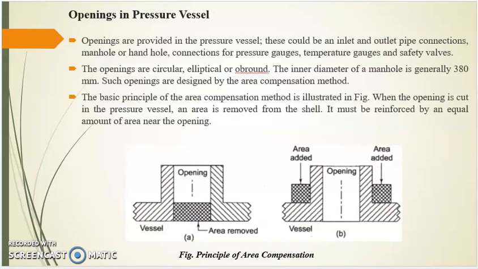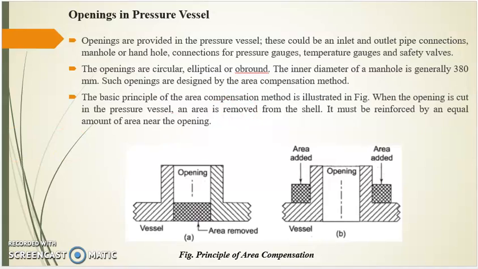Now we will see openings in pressure vessel. Openings are provided in the pressure vessel. These could be inlet and outlet pipe connections, manhole or handhole, connections for pressure gauges, temperature gauges, and safety holes. The openings are circular, elliptical, or oblong. The inner diameter of the manhole is generally 380 mm. Such openings are designed by the area compensation method. The basic principle of the area compensation method is illustrated in this figure.